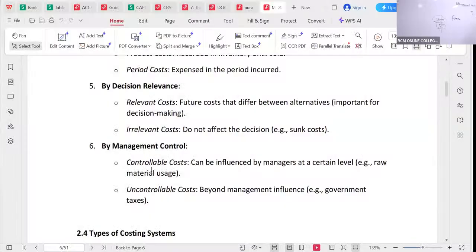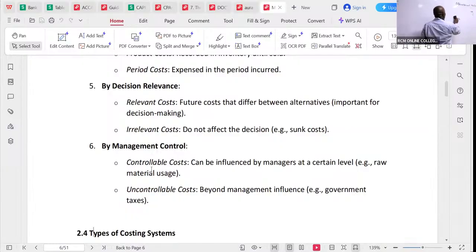All right. Then we have, ladies and gentlemen, classification of costs by management control. So by management control, we have two types of costs. We have controllable cost and what here, somebody? There are those costs you as management can control. You have a say over them.